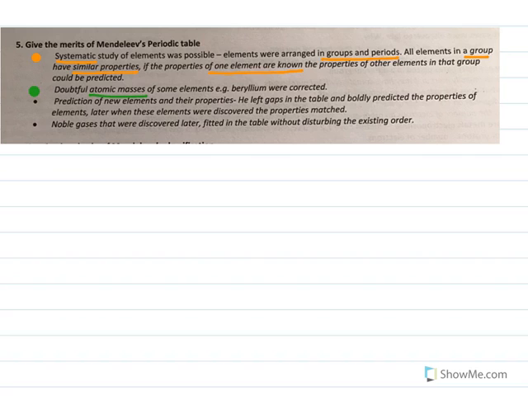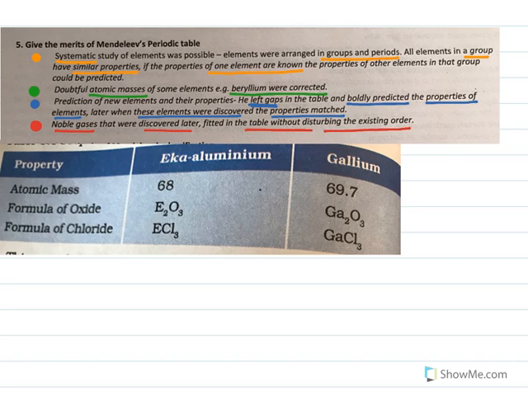Then the second, there were some doubtful atomic masses of some elements like beryllium, which were then corrected by his table. Then prediction of elements and their properties. He left gaps in the table and boldly predicted the properties of these elements. Later, when these elements were discovered, the properties matched. And the last and a very important merit, noble gases were discovered later, and they fitted the table without disturbing the existing order. We'll go to this table given in your textbook on page 84.